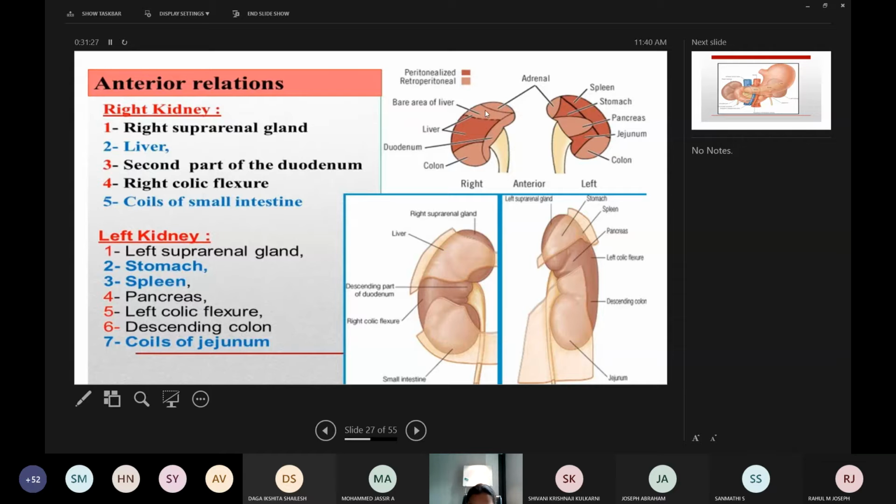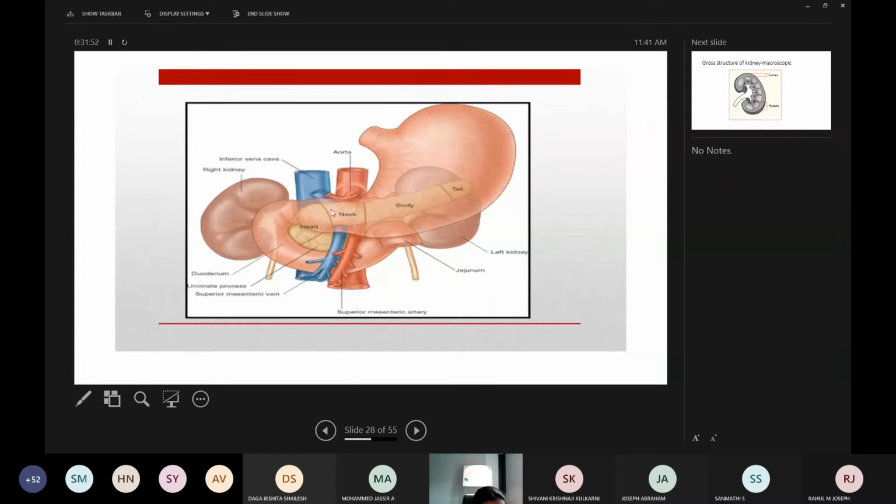Then below this area, the lateral part and most of the anterior surface is related to the liver. This liver is covered by peritoneum, and the lower part of the medial border is related to the jejunum. The medial border throughout is related to the second part of duodenum. Here you can see stomach, duodenum, second part of duodenum lying in front of the medial border.